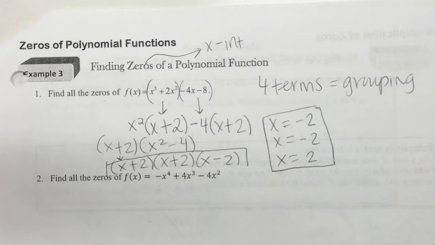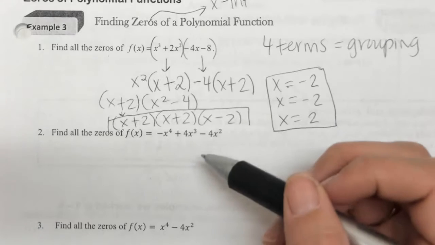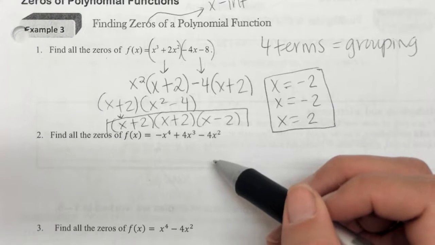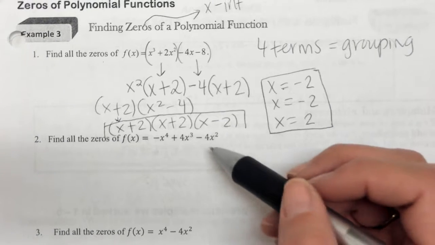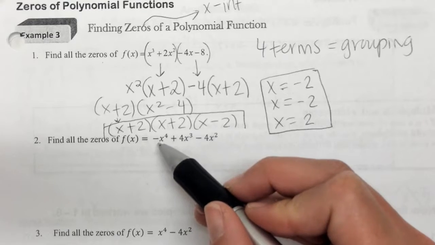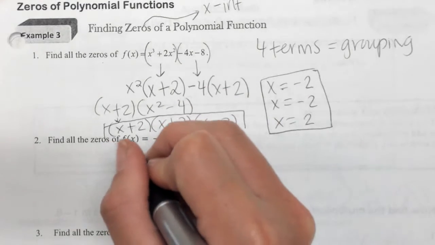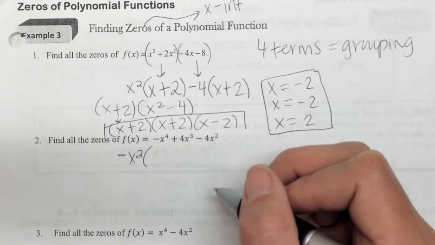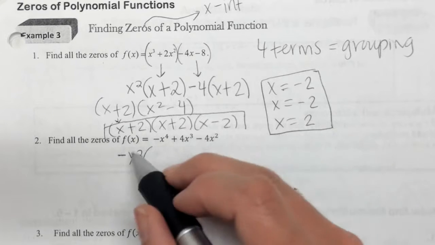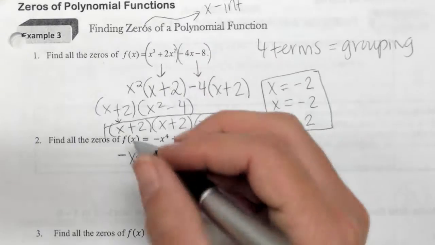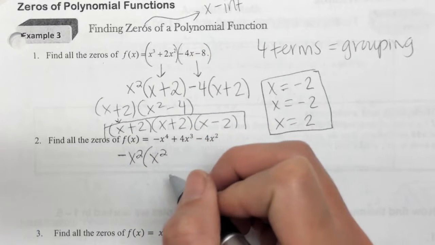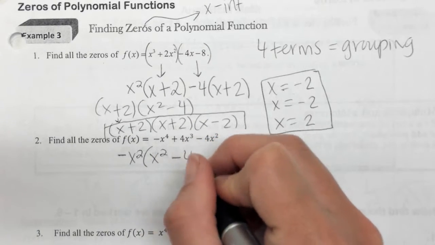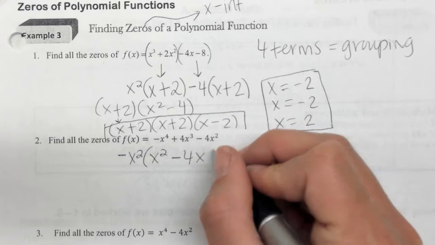Alright. I see on the next one that they all have something in common, and the thing they have in common is x squared. I see this is negative, so I'm going to go ahead and take out -x squared to make it easier on me if I have to factor it again. So taking out a -x squared out of all of these would give me x squared minus 4x plus 4.